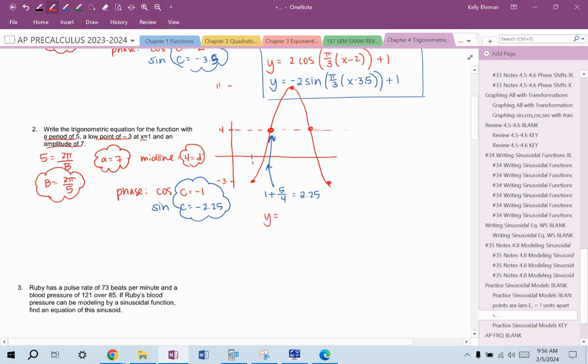So the cosine equation is a negative cosine equation, so y = -7 cosine of 2 pi over 5 times the quantity x minus 1, plus 4. And the sine equation would be y equals, it's a positive sine equation here. So 7 sine of 2 pi over 5 times x minus 2.25, plus 4.